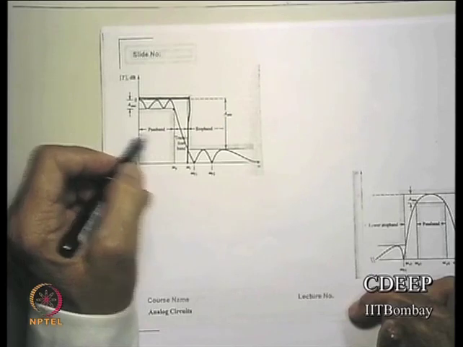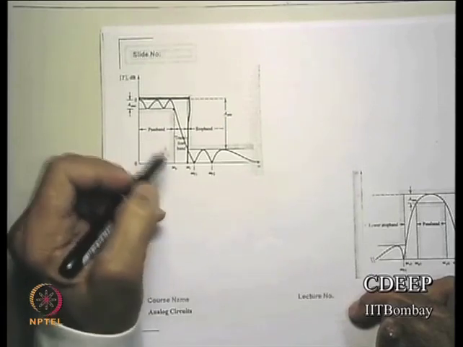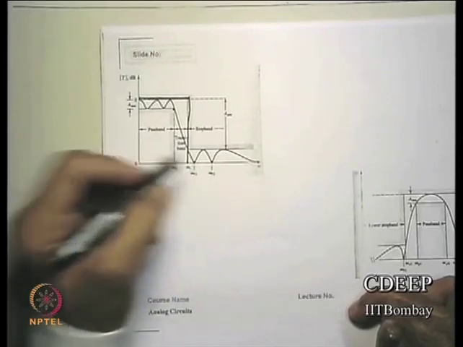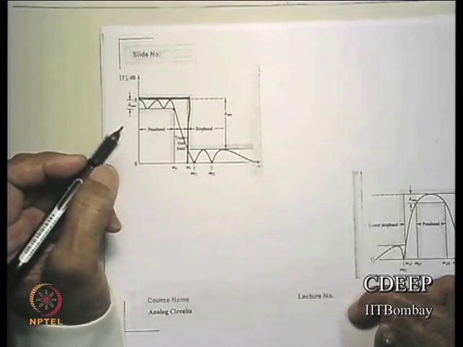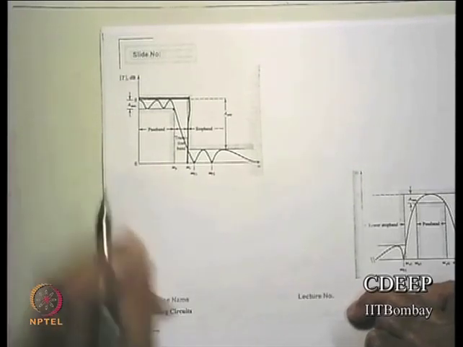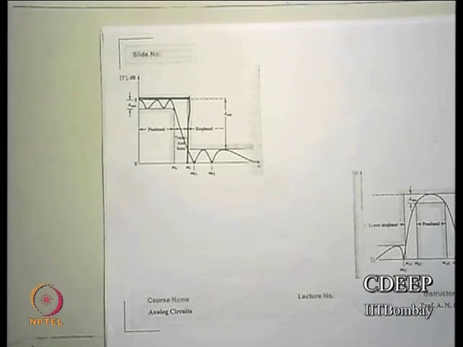expected pass band you are getting, what is the transition band you are getting, and what is the stop band you are getting. And of course, as I say, ripple frequency itself will be varying, but assume right now it is single frequency ripple occurs. So this is a definition for any filter.